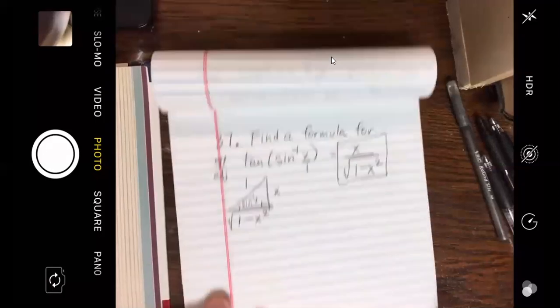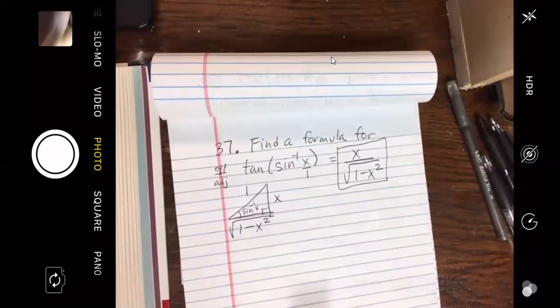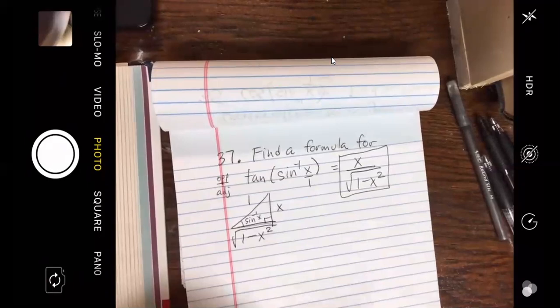All right, let's go on to section 5.5, the law of sines.